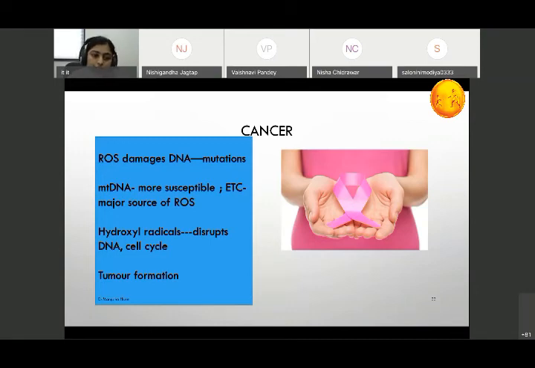If this mitochondrial DNA is attacked and mutation occurs on this, then this will lead to disruption in the DNA, that is the protein synthesis is disrupted and cell cycle is disrupted. There will be formation of hydroxyl radicals and other free radicals that will damage the DNA, and it will lead to disruption of protein synthesis and cell cycle. Then it will lead to tumor formation and various cancers will be formed.